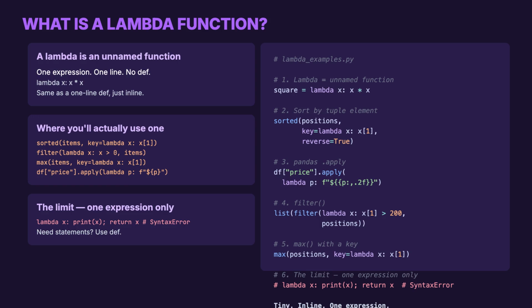Lambda functions show up in 5 places more than anywhere else. Sorted with a key, filter, max and min, and pandas.apply or .map. All take a function as an argument. When that function is tiny and one-off, a full def feels heavy. Lambda lets you write it inline.